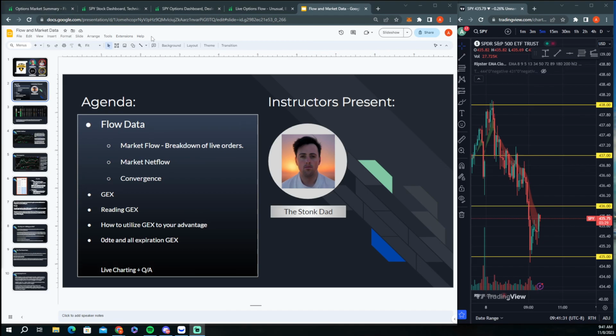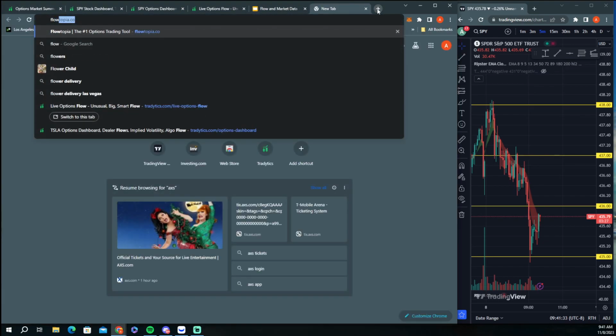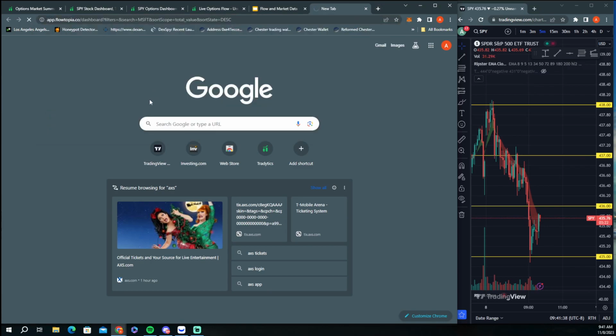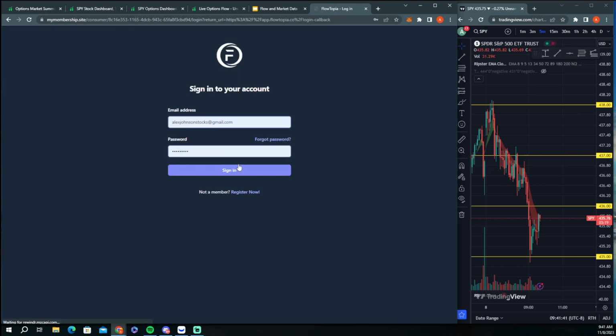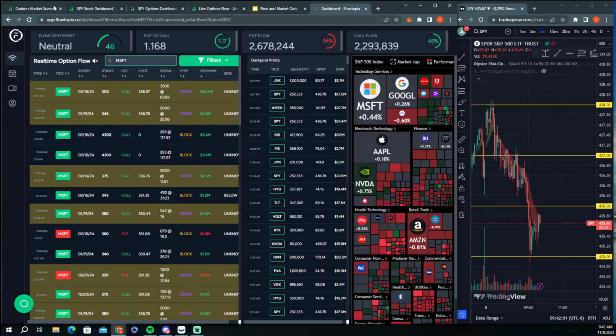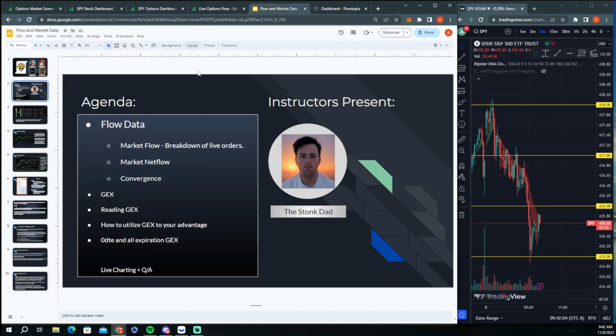Okay, let me see why I can't log in. Flowtopia. Let's try this. This should work. Yep, there we go. So hopefully this works. Please load for us. I might have a hard time loading because I'm literally recording something and then I'm on this live stream too. Okay, while that loads. Oh, did it load? Okay, perfect. Okay, so let's go back to the slideshow here.